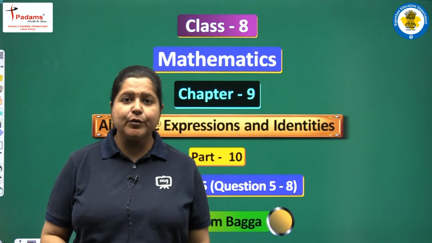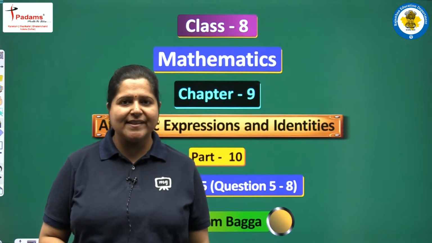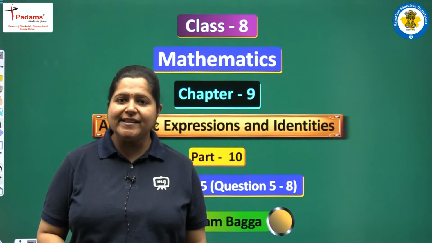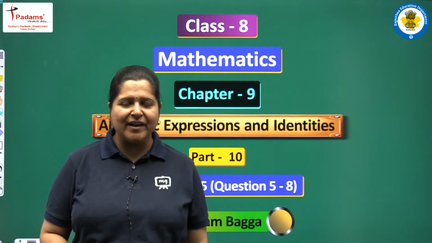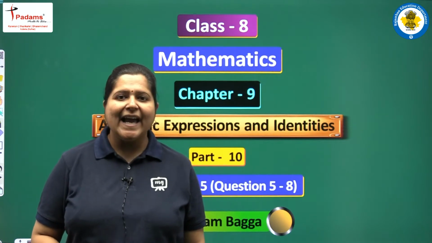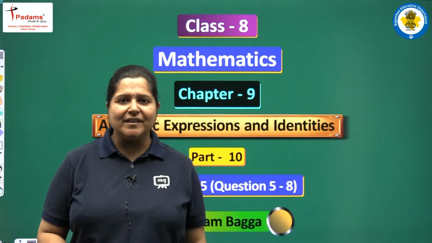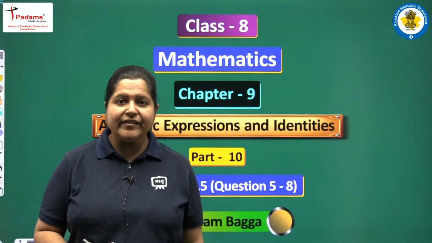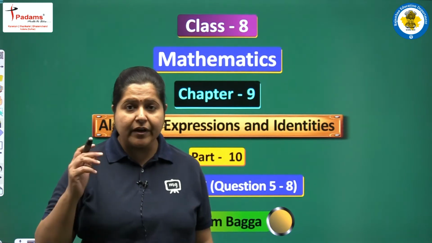In our previous video, we completed the first 4 questions from exercise 9.5 based on algebraic identities, which are some special products. Today we will be completing this exercise and take up its remaining questions, and with it we will be completing this chapter. Before we start, let us once again recall the algebraic identities, which are 4 in number.